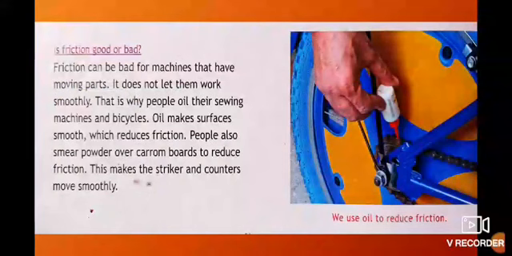Next, is friction good or bad? Friction can be bad for machines that have moving parts. It does not let them work smoothly. That is why people oil their sewing machines and bicycles. Here we use oil to reduce friction, and oil makes the surface smooth, which reduces friction.